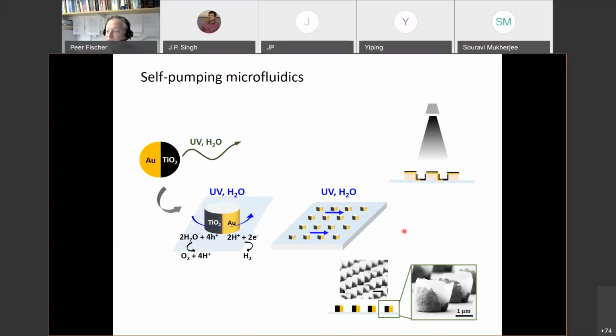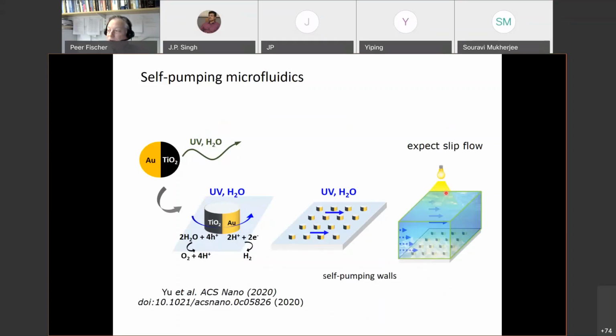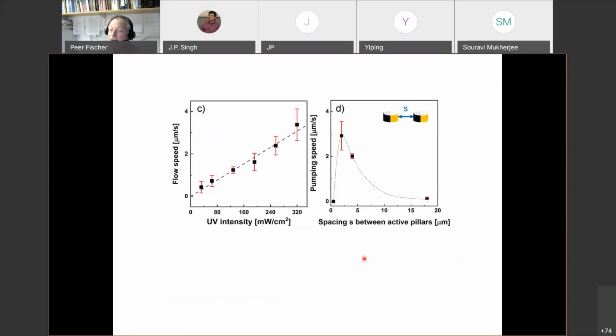And this is the setup. You can see lots and lots of these posts. They're about 1 micron by, or 2 microns by 2 microns. So very small compared to the typical microfluidic channel, which comes in at 50 or 100 microns. And now you have some light, then you have some reaction, and then you have walls that cause pumping, self-pumping walls. And the first control is whether the fluid flows, and it does flow. And you can also see that the flow increases with UV light intensity.